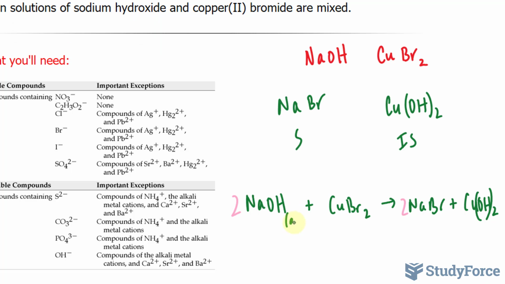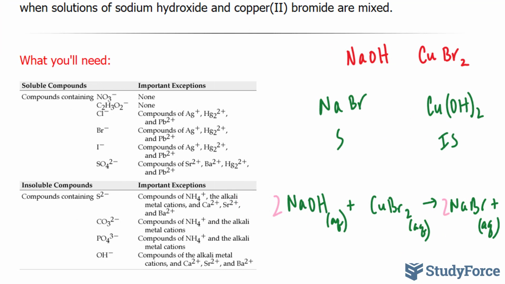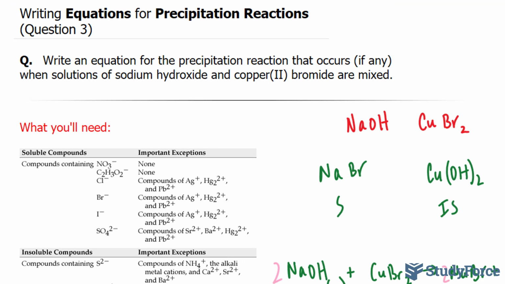So this is aqueous, this is aqueous. This formed the precipitate, so you want to write down solid, (s), for this chemical compound. And there you have it. That is how to write equations for precipitation reactions. Make sure to watch question 4 for our final question in this series.